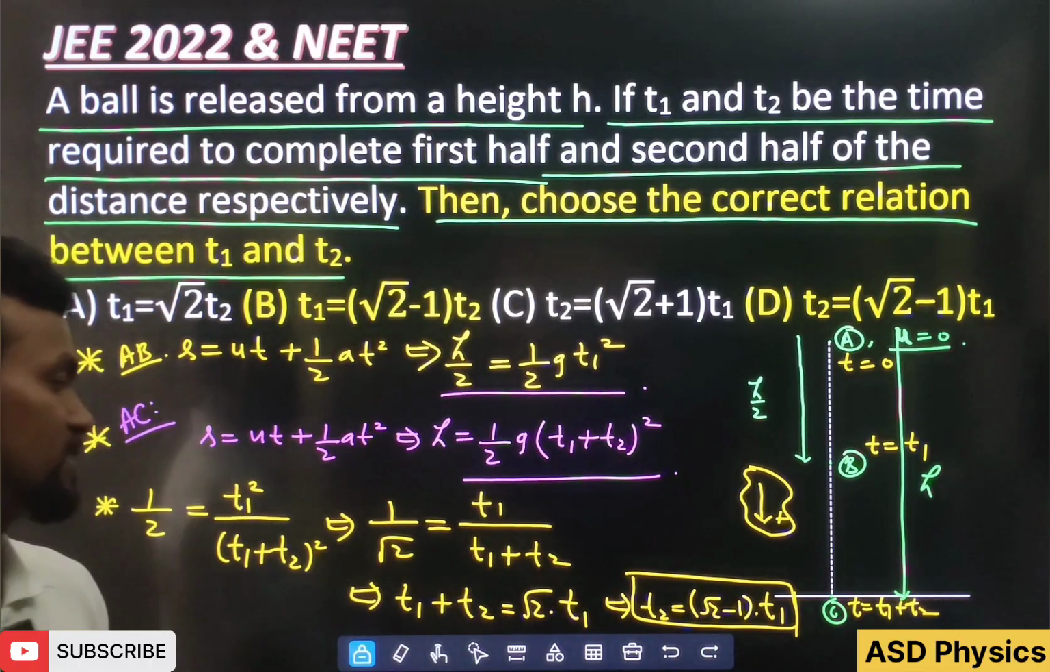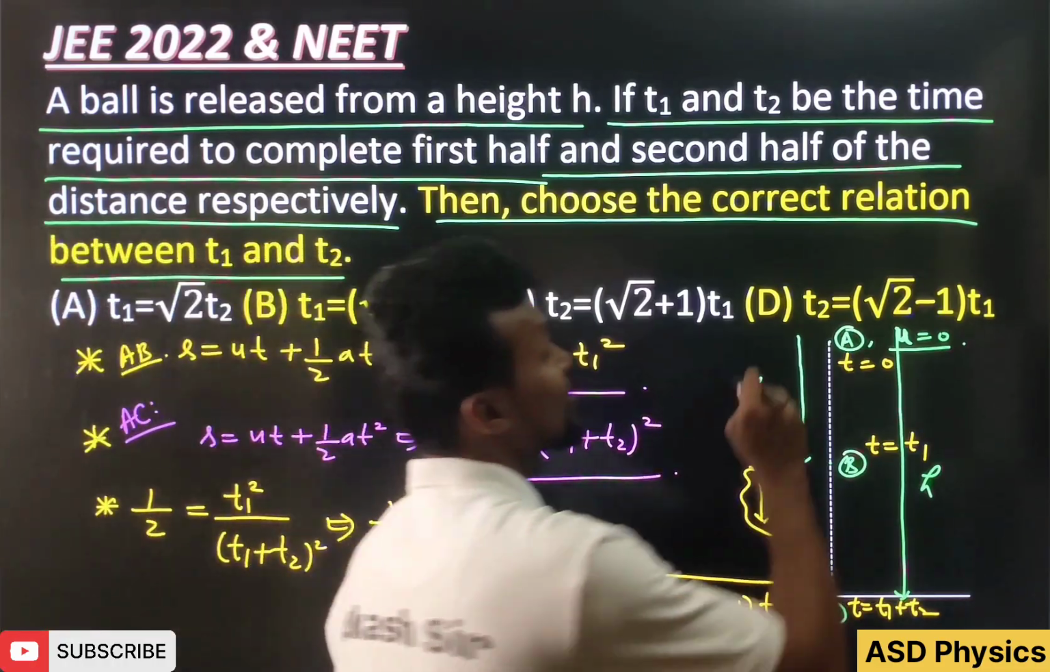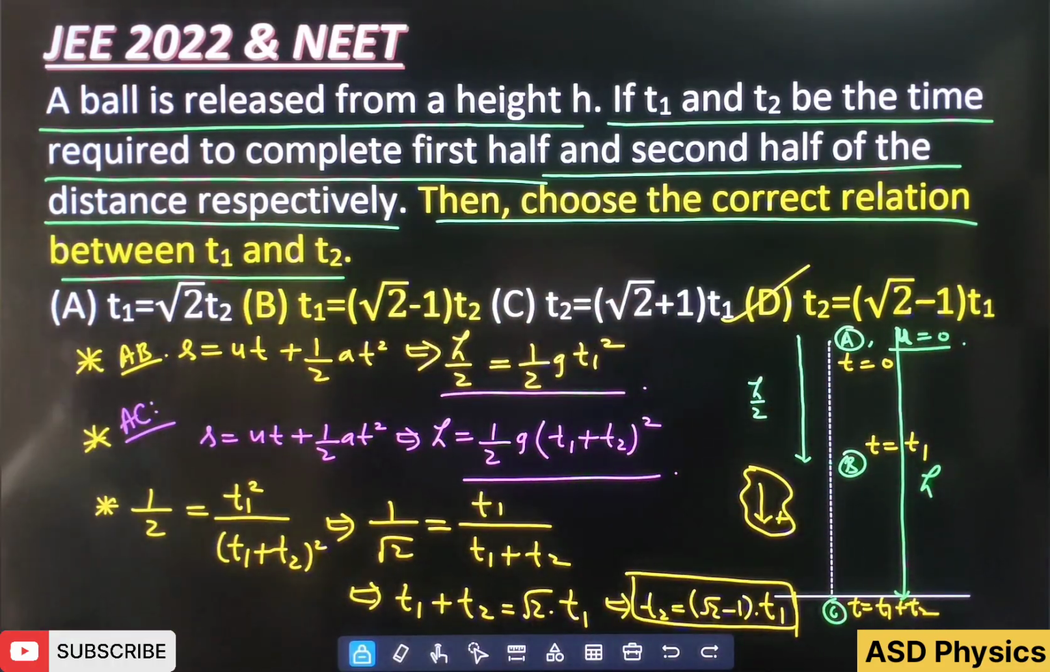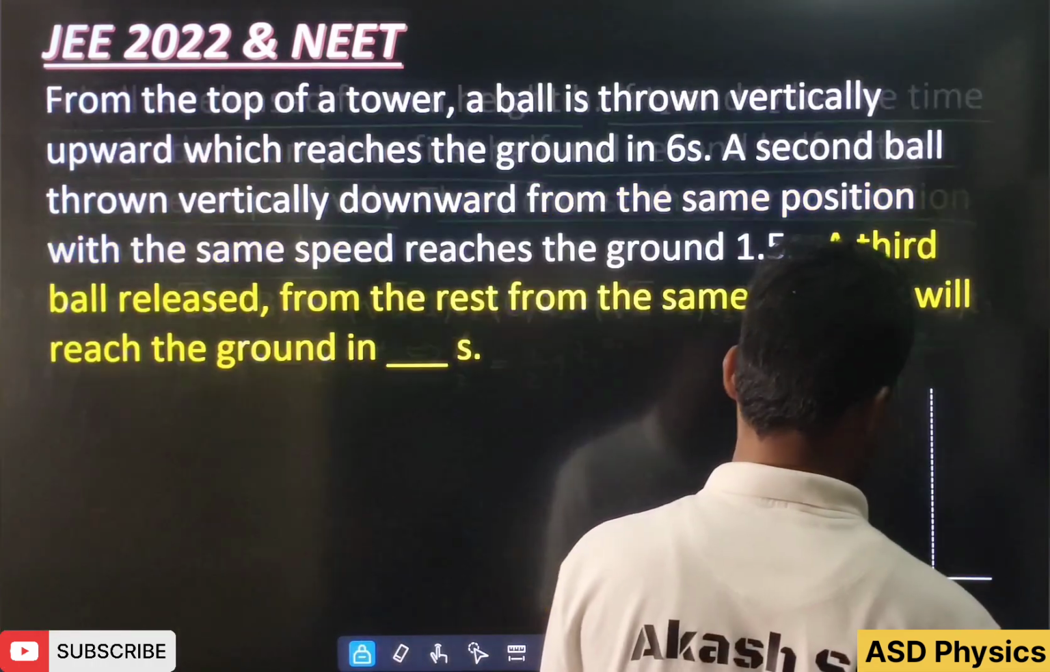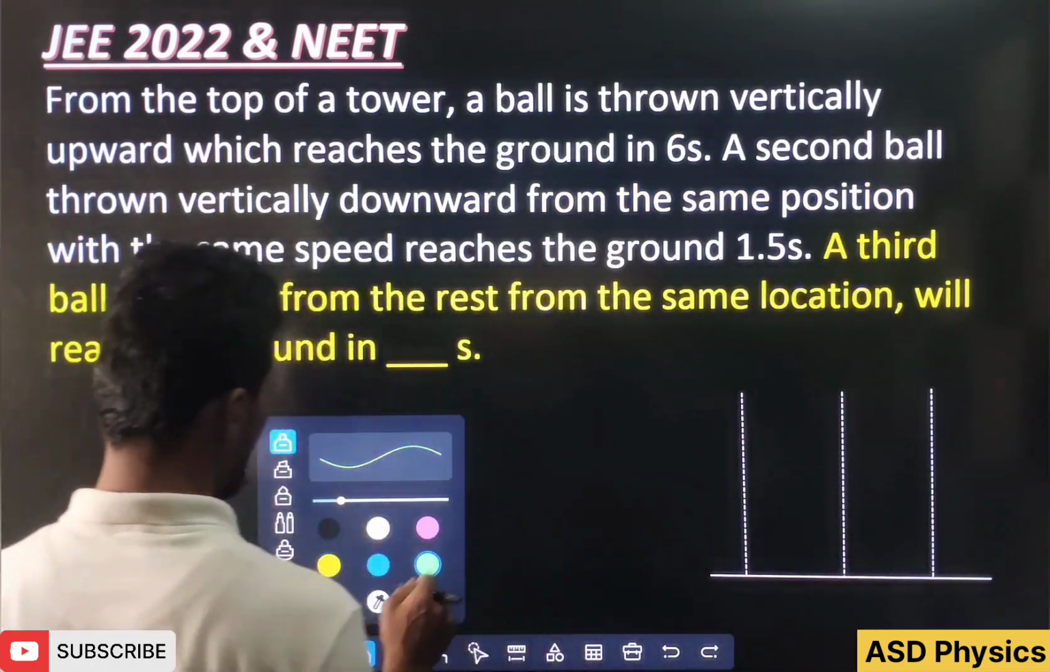Which option is correct here? Can you see, students? The correct option is here. Option D is the answer. Asked in the JEE 2022 exam. Great. Now students, let's come to this question, the last question.